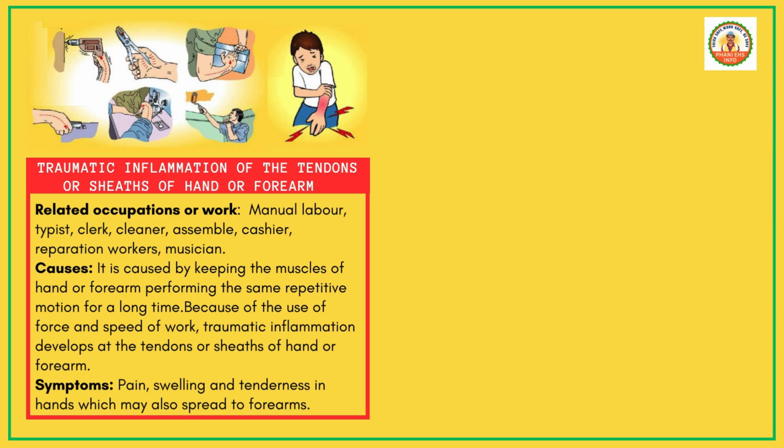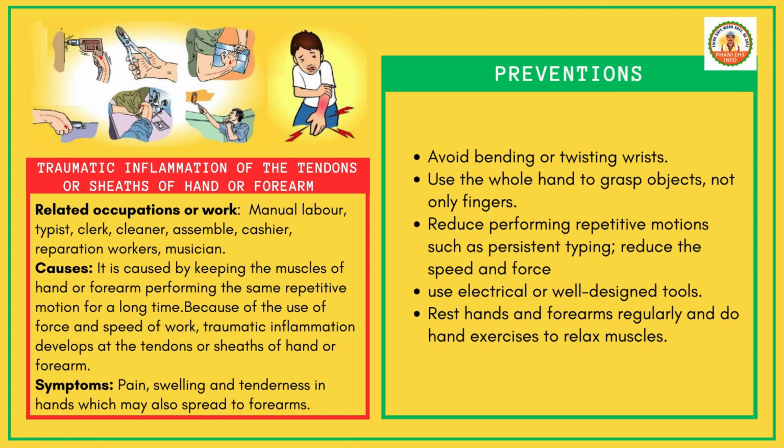Traumatic inflammation of the tendons or sheaths of the hand or forearm. Related occupations or work: manual labor, typist, clerk, cleaner, assembler, cashier, repair workers, musician. Causes: it is caused by keeping the muscles of the hand or forearm performing the same repetitive motion for a long time. Because of the use of force and speed of work, traumatic inflammation develops at the tendons or sheaths of the hand or forearm. Symptoms: pain, swelling and tenderness in hands, which may also spread to forearms.